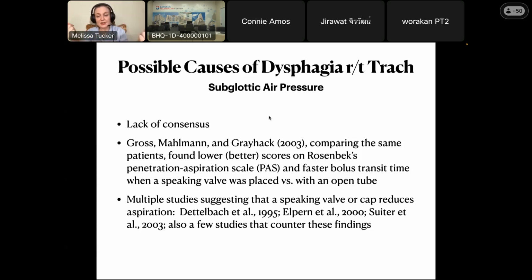situation for us as clinicians, that we want to look at the individual patient in front of us and evaluate whether they benefit from a one-way valve or a cap on their tracheostomy to restore their subglottic air pressure, and therefore their sensation to their upper airway and their ability to expel aspirated material from the airway.